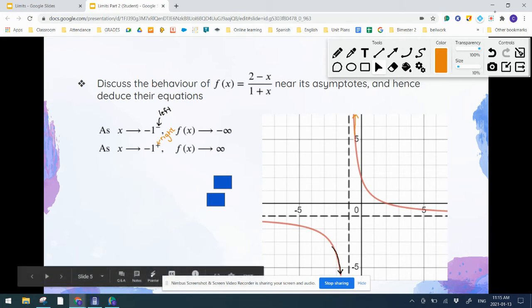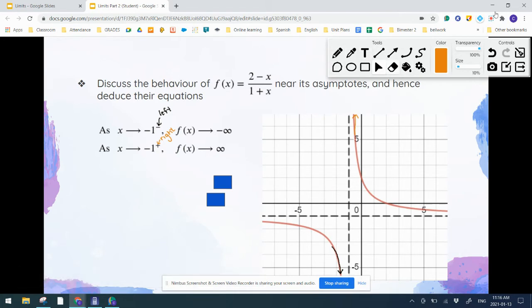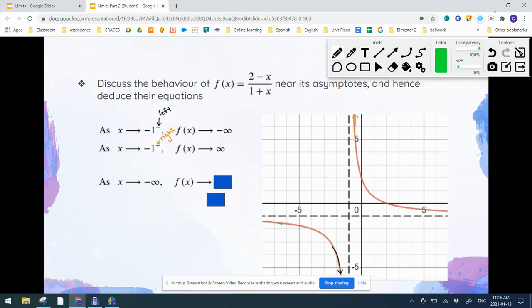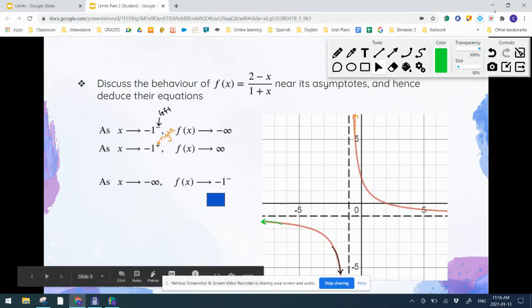But we have this other sort of asymptote to look at, and that's what happens when x approaches infinity. So the other thing we need to look at is x as it approaches -infinity. We're approaching -infinity on the x, and we want to know what's happening to the y. As we go off to the left here, we're getting closer and closer to -1. So our y values are getting closer to -1, and we're on the left side of -1, so we're underneath -1. Again, this little sign here means left.